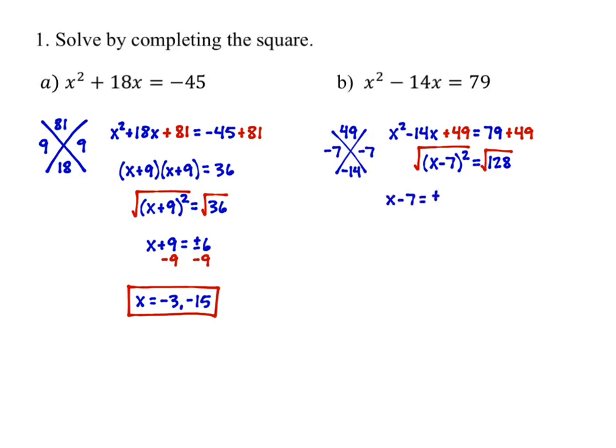I'm going to walk through both of those with you. The simplified radical is going to be plus or minus 8 rad 2. We've done that in the past. I don't want to dwell on how to do that. We're going to add 7 to both sides.